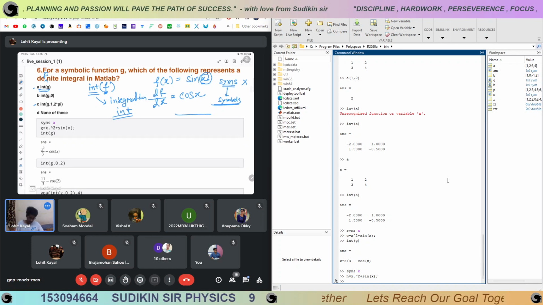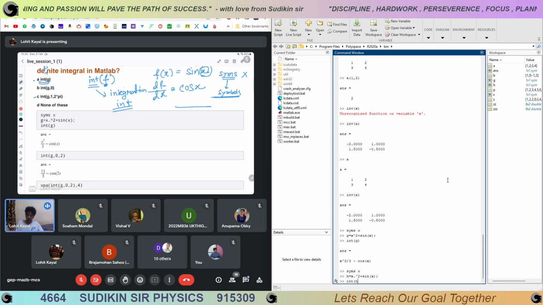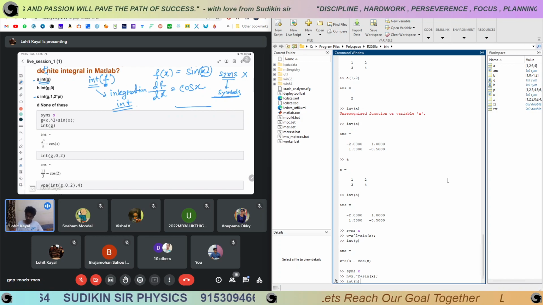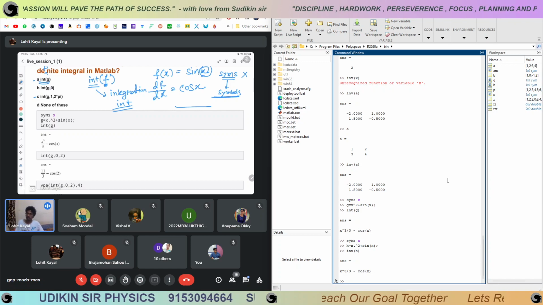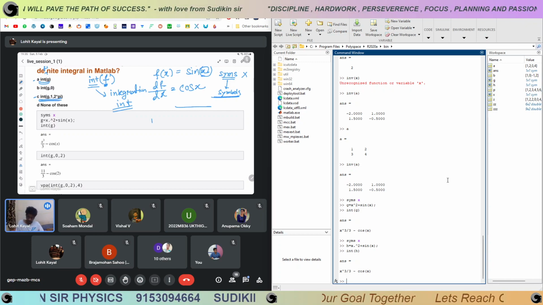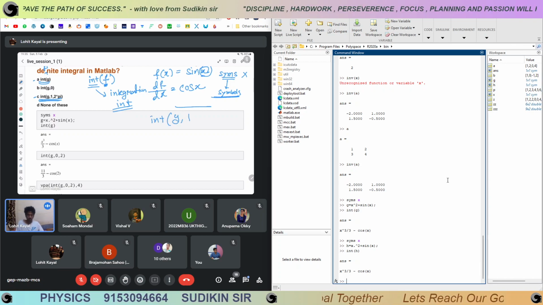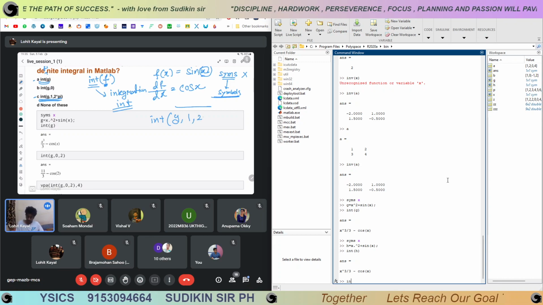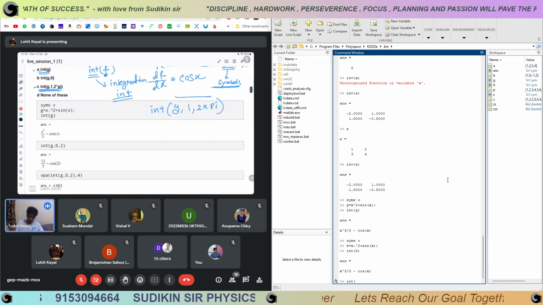Okay. Now, this is an indefinite integration. If I want to find a definite integration for some limit, this is the correct syntax: int, g, the lower limit 1 and the upper limit 2 star pi. So you have to write like this.